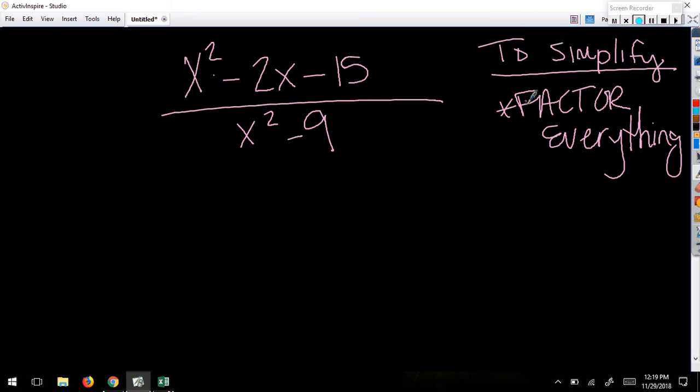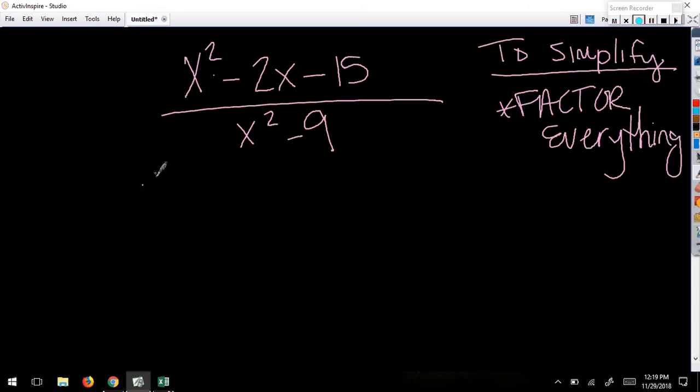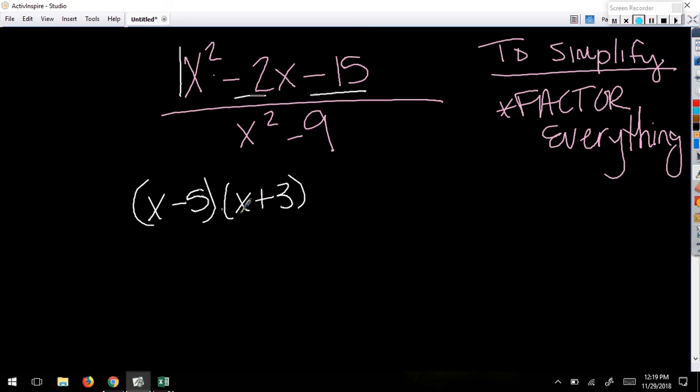So looking at this fraction, look at the top. Can that be factored? Yes. And I hope that you don't have to group this to factor one with a leading coefficient of 1. But if you do, it's okay. What multiplies to negative 15 but adds to negative 2? Negative 5 and 3. So it's x minus 5 and x plus 3.